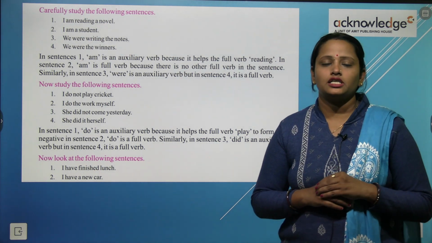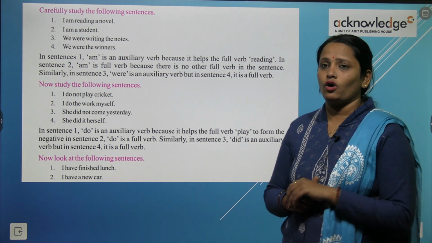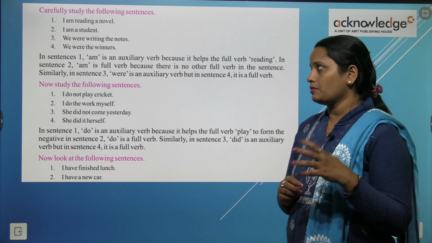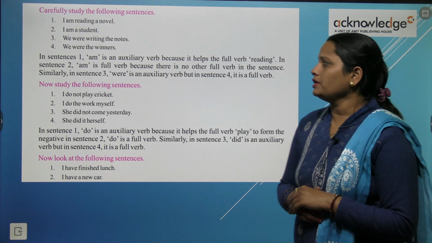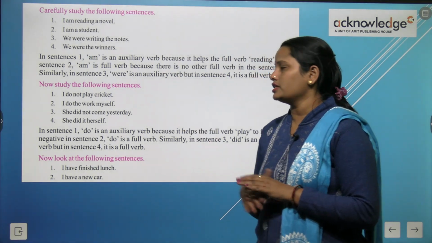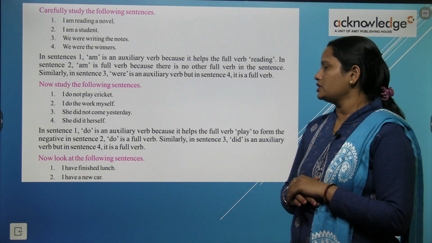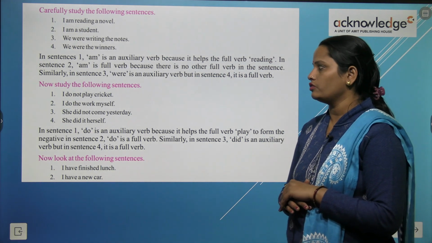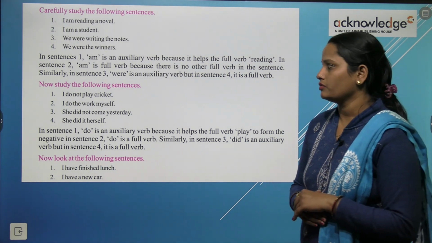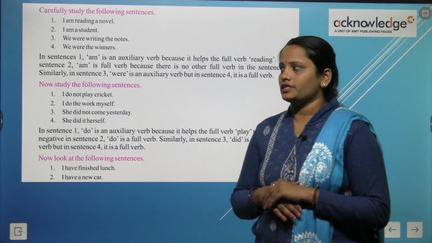अब जब सेकेंड सेंटेंस की बात करते हैं यहाँ पे am लिखा है और कोई वर्ब नहीं है, इसका मतलब am is the main verb here. Similarly, in sentence 3, were is the auxiliary verb, but in sentence 4, were is the full verb or the main verb. Full verb का मतलब है main verb. Now study the following sentences.